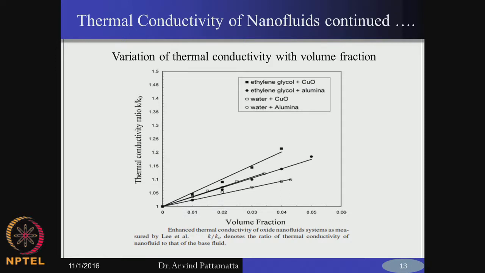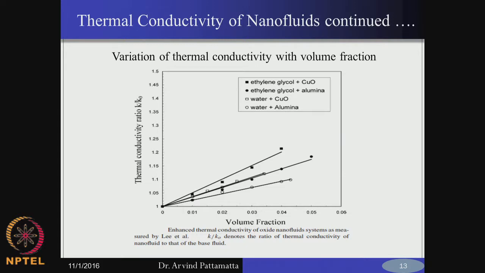So, the enhancement totally depends on the basic property of the nanoparticle and the base fluid. So, ethylene glycol itself has a higher thermal conductivity than water. So, therefore, if you use ethylene glycol and prepare a nano suspension, the same nanoparticle, you put it in ethylene glycol, will give you a higher effective conductivity than in water.